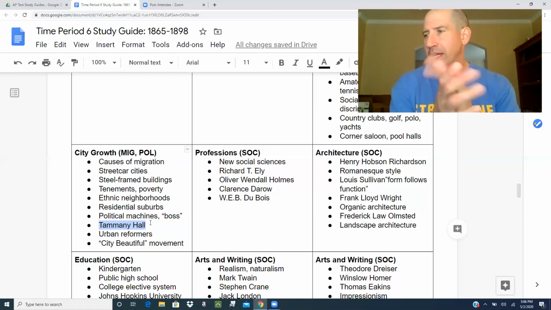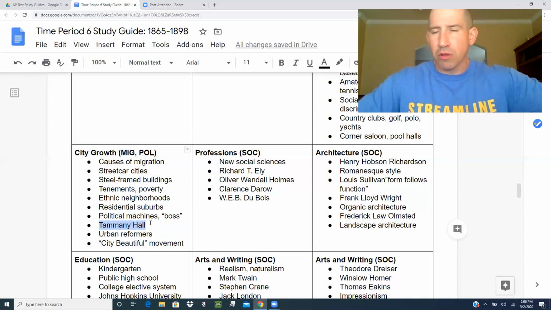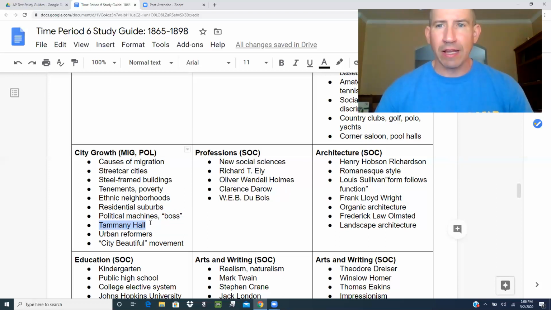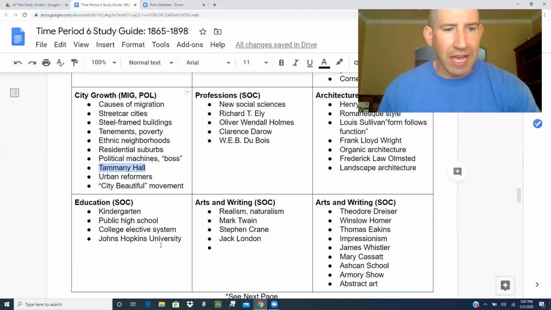It was estimated that during Boss Tweed's day, two-thirds of all the money that was supposed to be allocated for city building got stolen by Tammany Hall. Graft, right? We talked a lot about that. These cities had grown so big, it was such a big business, there was so much money for people to take.